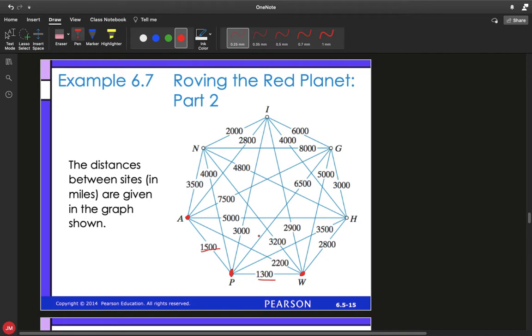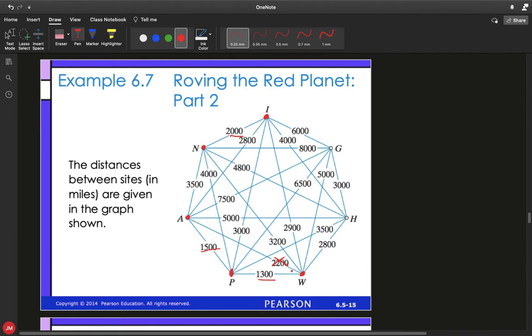Let's see, going through our graph now, we're looking for our next cheapest link after 1,500. I believe the next cheapest is up here, which is 2,000, connecting N to I. All right. Continuing through this, our next cheapest would be 2,200 down here. However, that would connect W back to A. That would create a circuit, so we are not going to be able to use that 2,200.